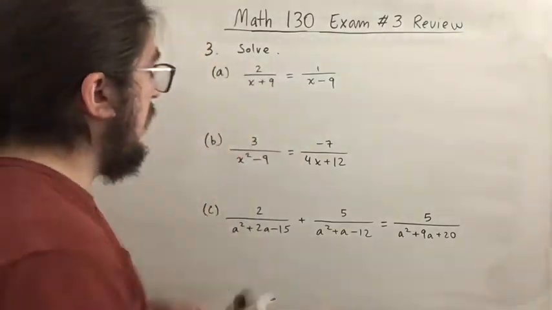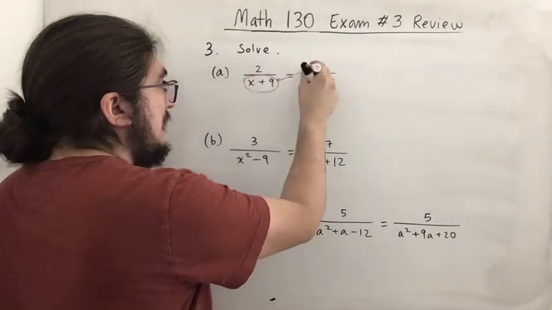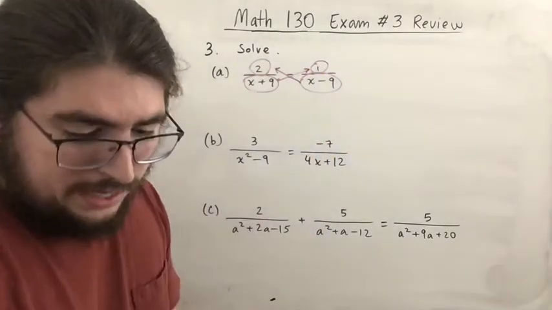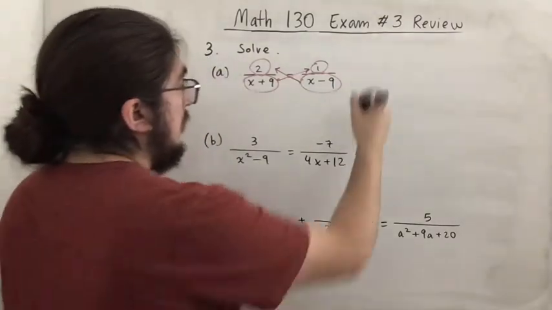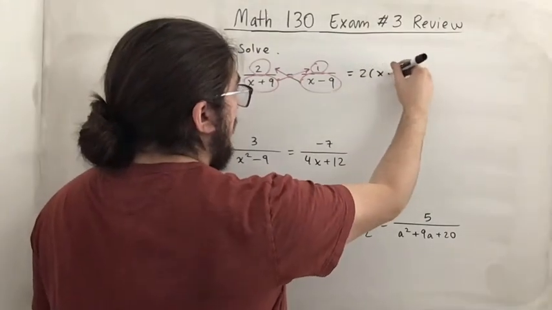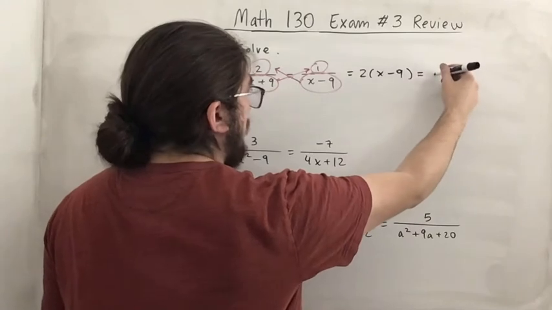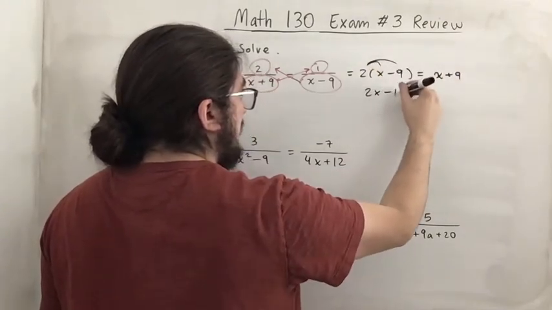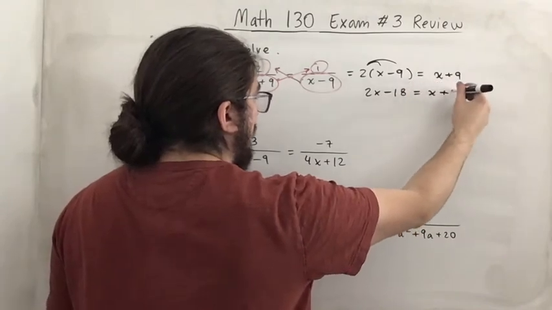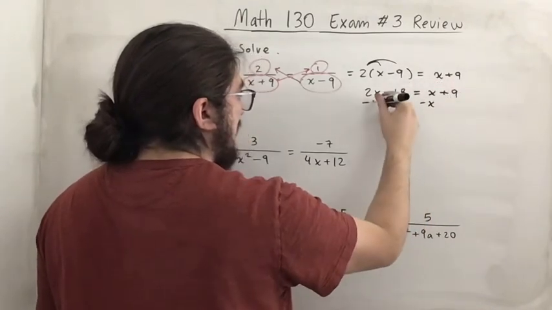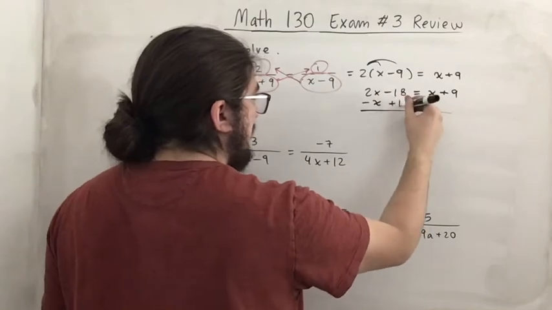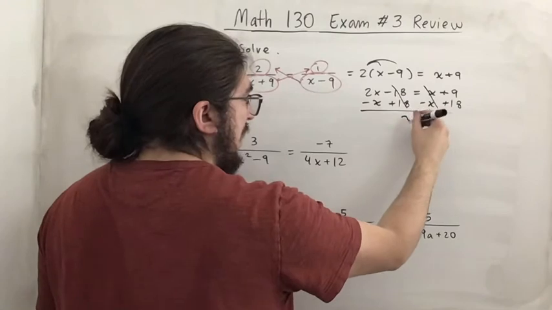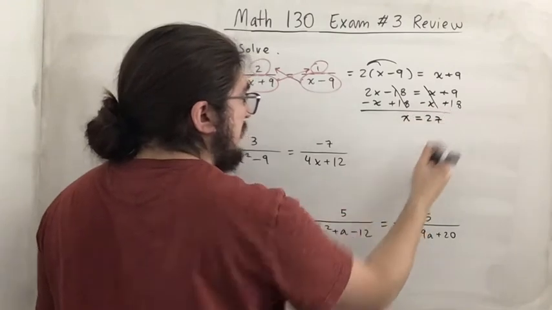So if we just straight up cross multiply this to that side, this to this side, we end up getting the following. We end up getting 2 times the quantity x minus 9 is equal to 1 times the quantity x plus 9, which is just itself. Distributing this, we get 2x minus 18 is equal to x plus 9. Pretty easy to solve this. Subtract this x to this side, we can simultaneously add this 18 to the right. These cancel, that's 1x, so we get 27.